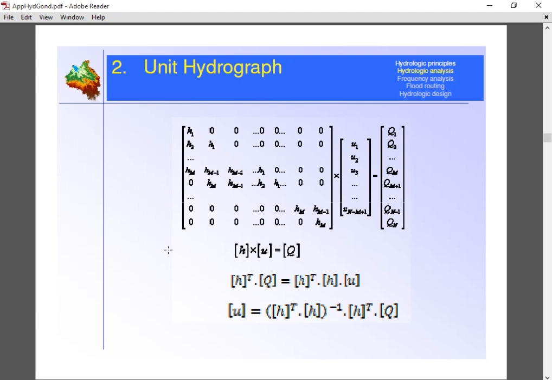I hope this tutorial will assist you in generating a unit hydrograph from an isolated storm using matrix methods, these matrix computations in such a way. I hope it is a very nice and interesting topic.